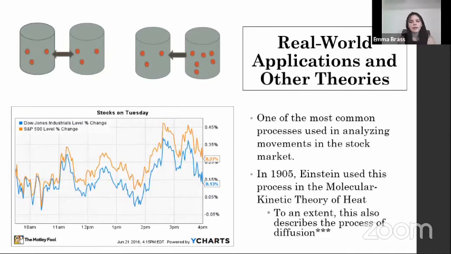In 1905, Einstein actually used this process in the molecular kinetic theory of heat. I touched upon this earlier when I was discussing how it was the first recorded evidence of the existence of atoms. Basically what this is saying is that as heat increases, movement of particles increases, which is supported by Brownian motion because it's more exaggerated at higher temperatures. And to an extent, this also describes the process of diffusion.